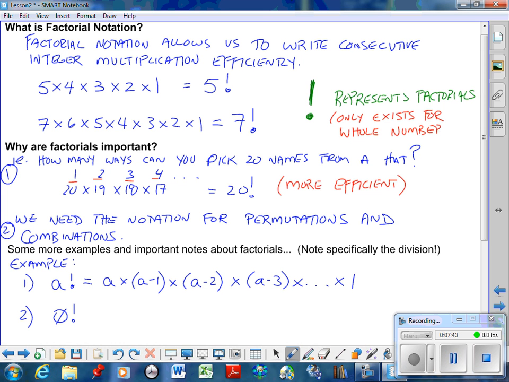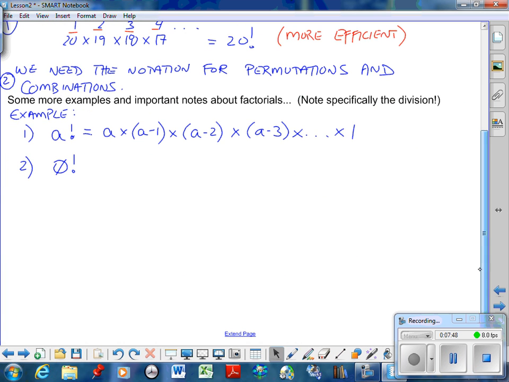And your whole numbers start at 0 and go up, and they're positive integers, remembering from grade 9. So what happens if you do get 0 factorial? 0 factorial, by definition, is 1. Okay? So I'm going to go by definition.